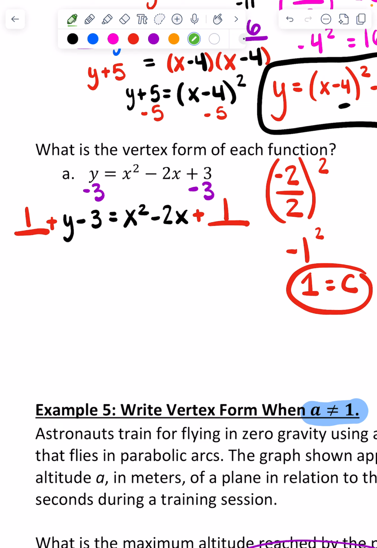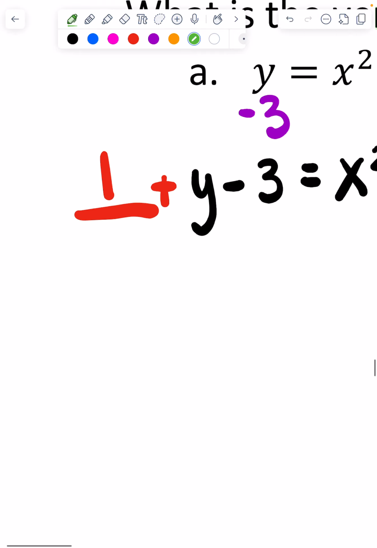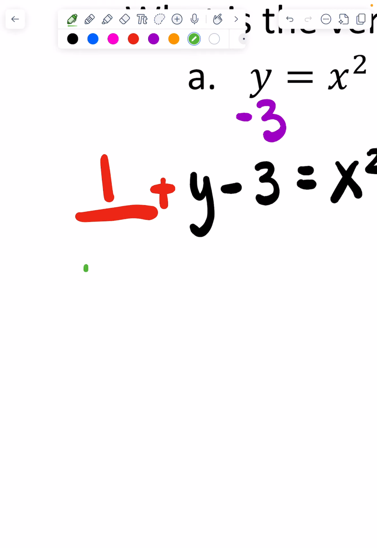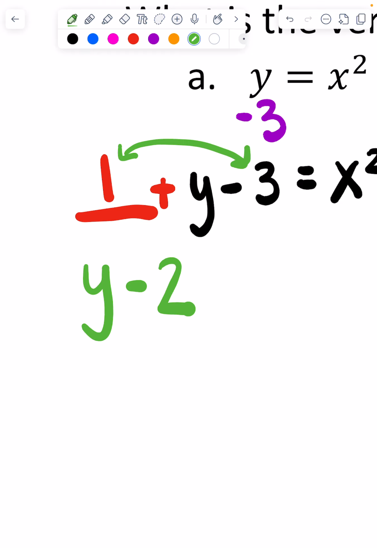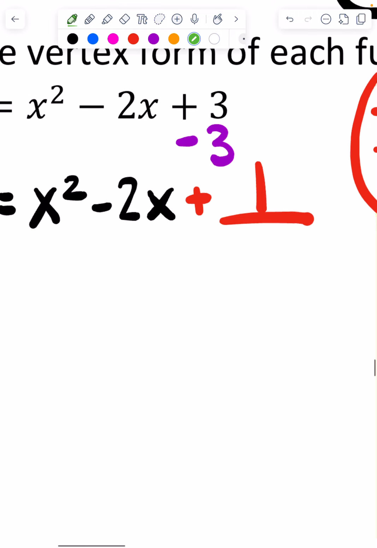And it doesn't matter which side you simplify first. I like to go left to right, so I'm going to jump over here. And the y, like I said, since it's just y, we can't really simplify that. So we're just going to start with that. And these two numbers we should always be able to add together. Positive 1 and negative 3, we get negative 2. All right, now let's jump over to the right-hand side.